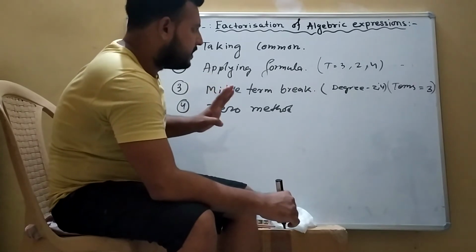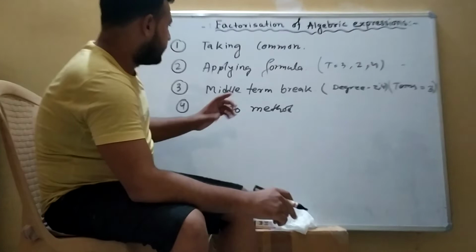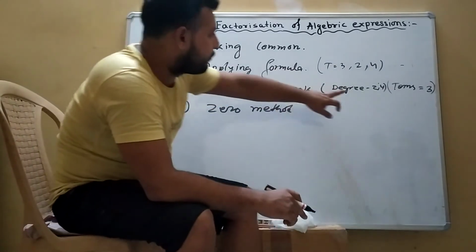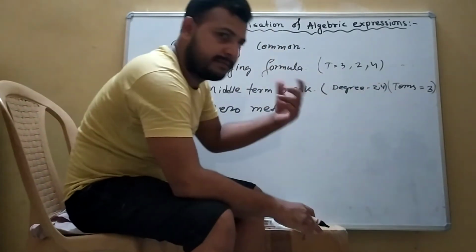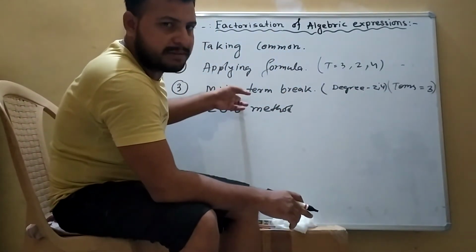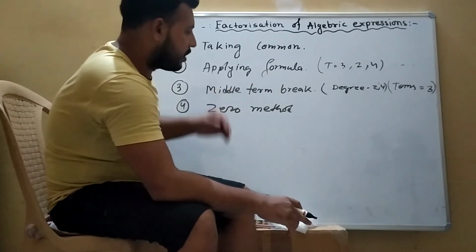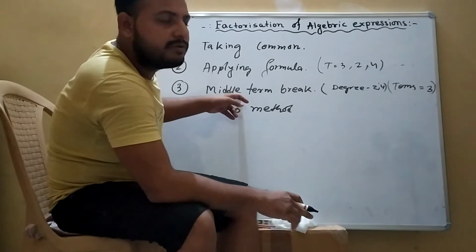Yes, basically. Sometimes 5 or 6 terms are there, but in rare cases. So that is another thing. Middle term break: the degree should be 2 and there should be 3 terms. Then we will try to apply the middle term break. If we can solve this by middle term break, we will solve. Otherwise, this method will not work. Then this method will have failed, and we will go for another method.